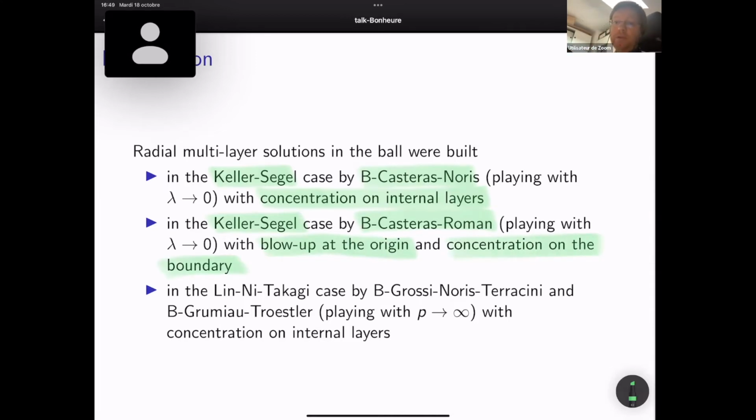And also for the Lin-Ni-Takagi, and this is closer to what I'm going to discuss today, we have been playing this time with the power p, and also in a paper with Grossi, Norris, and Terracini. And we also had solutions which display concentration on internal layers.